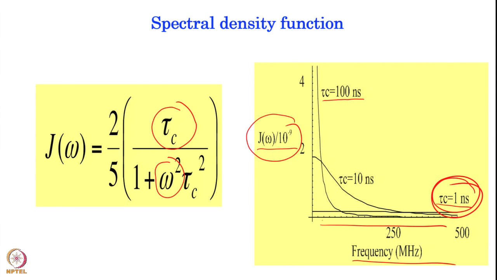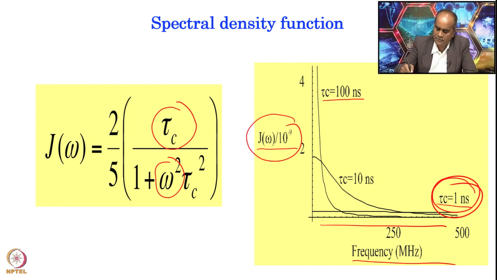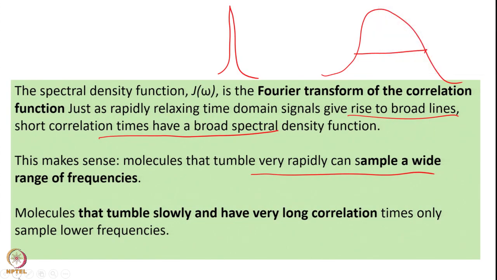So a smaller molecule can basically sample a wide range of frequency, whereas for a bigger molecule, a protein of 2 kD can sample many frequency, and a molecule of 100 kD, whose correlation time is about 100 nanosecond, samples only a few frequency. So a molecule that tumbles very rapidly can sample a wide range of frequency, and a molecule that tumbles slowly, like a bigger protein, has a very long correlation time and can only sample few frequency. That's essentially what the spectral density function tells us, the Fourier transform of a correlation function, right.